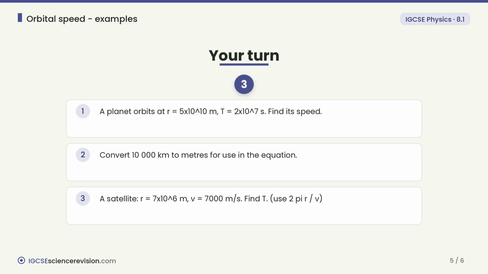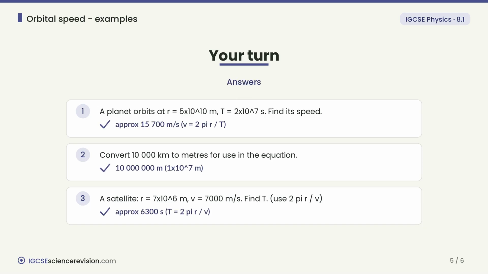3, 2, 1. Here are the answers. Number 1, approximately 15,700 meters per second, using v equals 2 pi r over t. Number 2, 10,000 kilometers is 10 to the 7 meters. Number 3, approximately 6,300 seconds, using t equals 2 pi r over v.